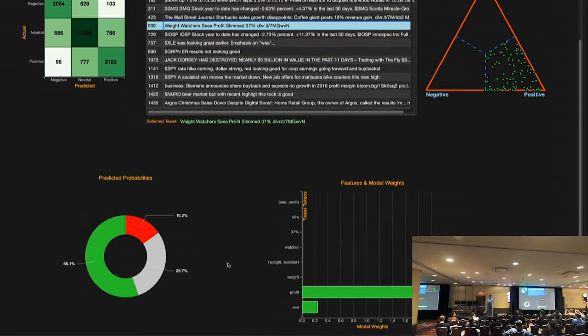So here we have a pie chart showing the 3 predicted probabilities, and because it is a logistic regression, it is a linear model. The coefficients of the model are the feature importances, and the features are nothing but the tokens of the tweet. So we can fully understand how the model is making its predictions.